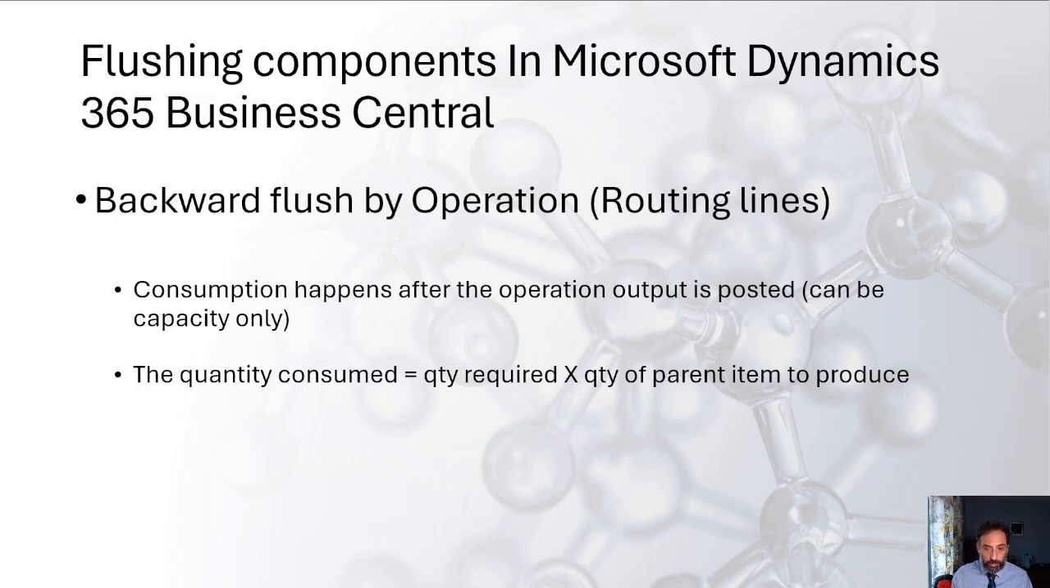The quantity consumed is the quantity required times the quantity of the parent item to produce. A small note here, this can also be part flushing if we post the output, the quantity of the item to produce, in stages. Again, something that we will cover in an example later.